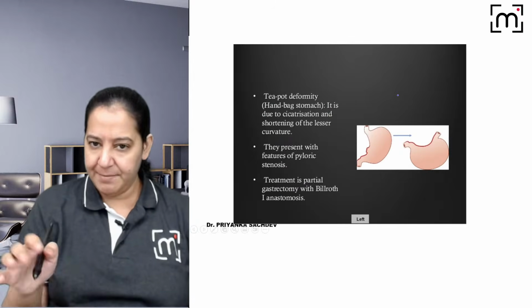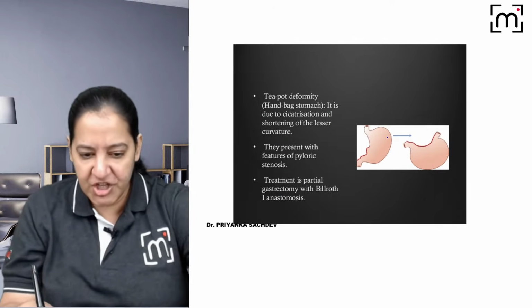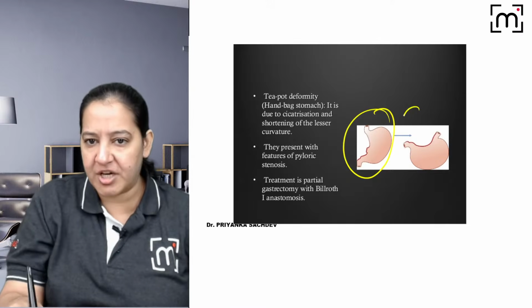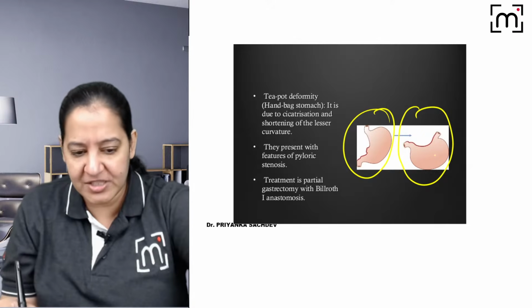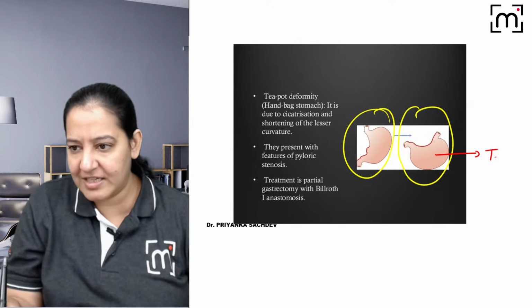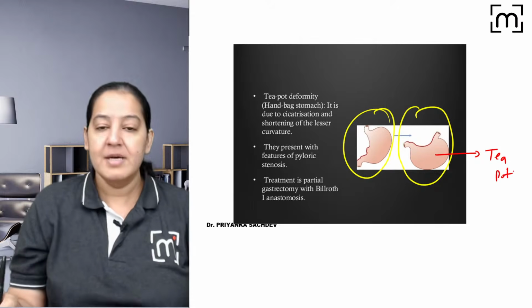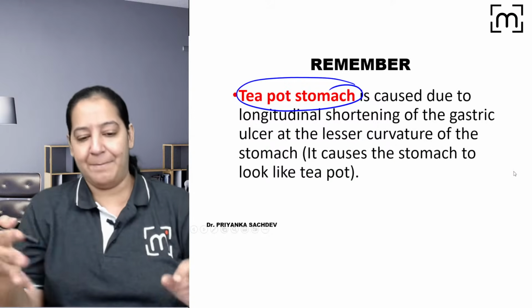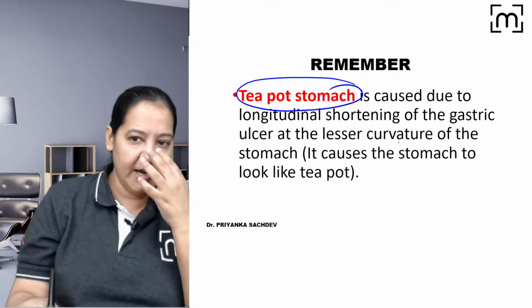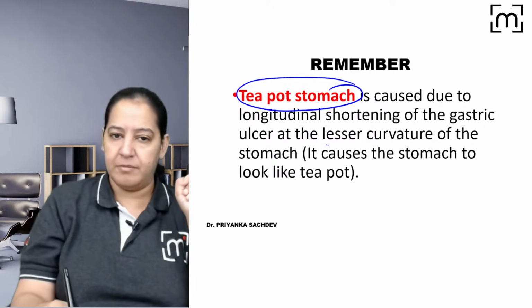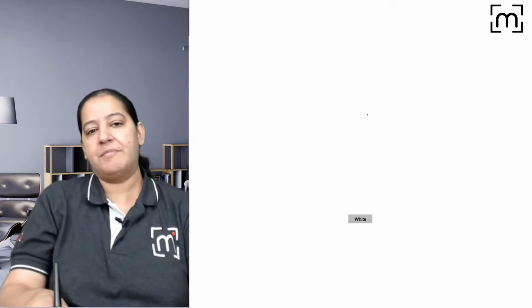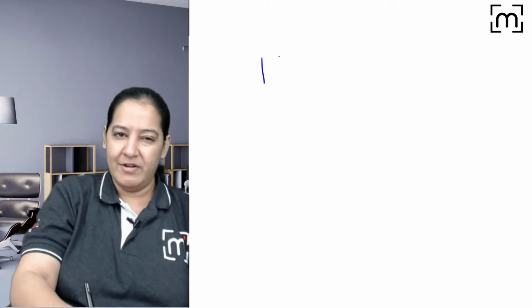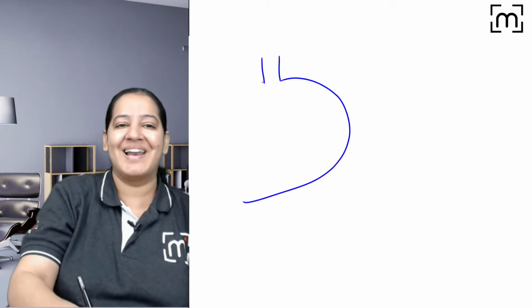Yes, see the shape. So let me tell you, the stomach converts from this shape to this shape. Why? Can you see this shape is like a teapot stomach? Sometimes in ulcer, the stomach becomes teapot shape. Let me explain how. The ulcer mostly occurs on the lesser curvature. So let me draw a stomach for you. My drawing is poor, but still I will try.